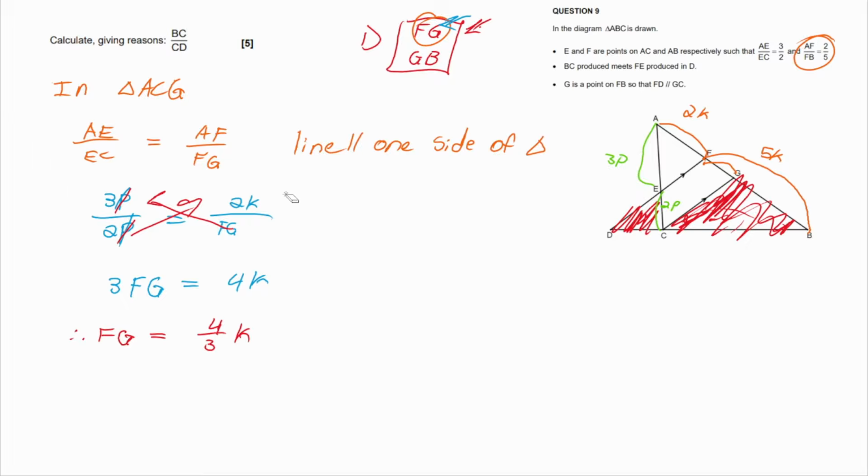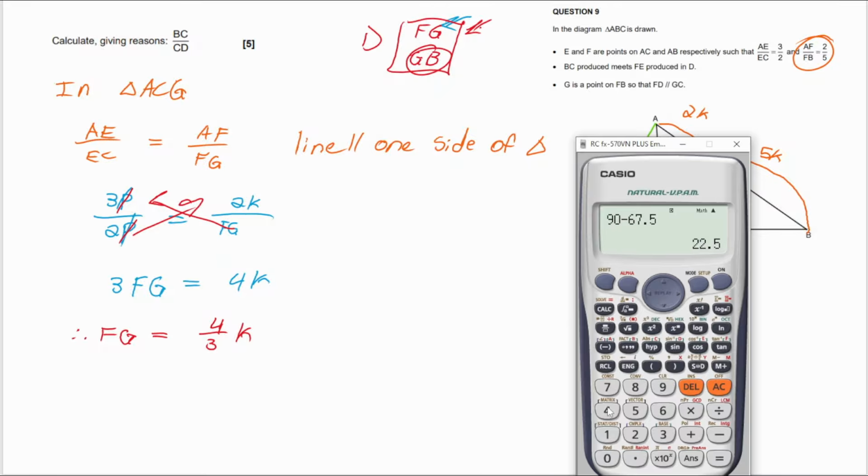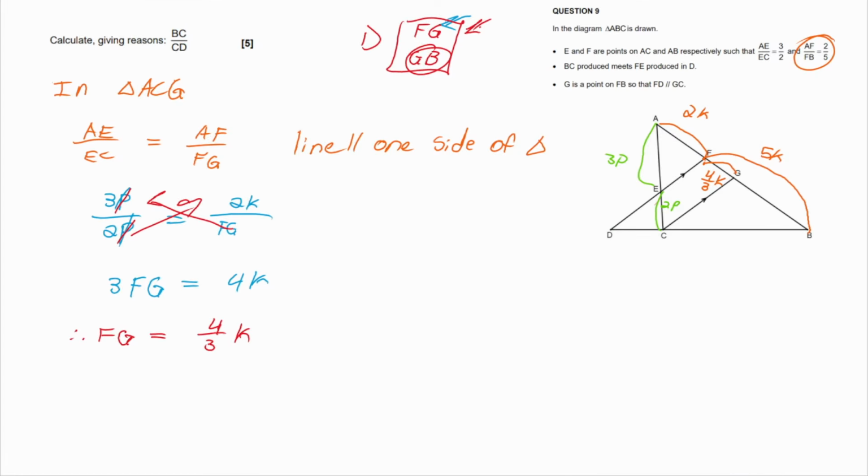All right, so first thing done, we have FG. Now what do we need? We need GB. Let me get rid of all this and fill in my information here. I know that FG is 4 over 3K. I'd recommend writing this as 4 over 3 and not 4 divided by 3 in the calculator, because that is rounded, 1.33. Leave it as a fraction. We don't want to be rounding there.